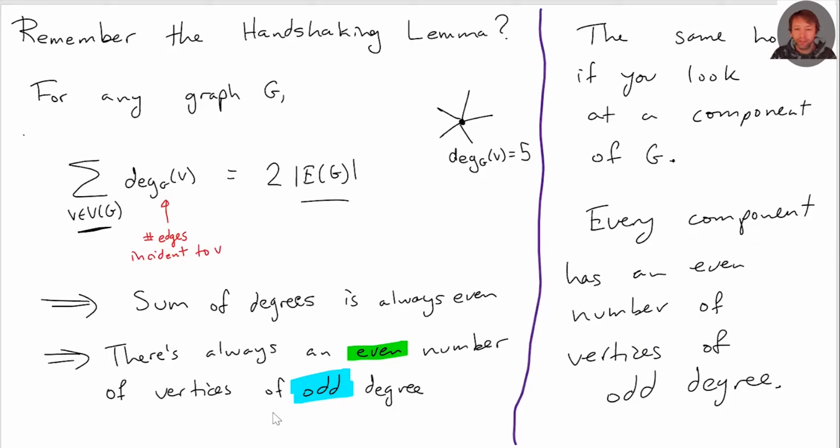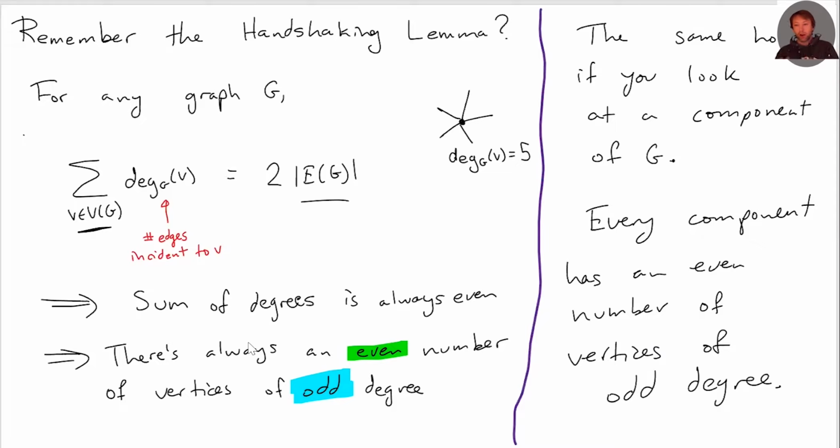Does anyone remember this? Yes, no, kind of. Okay, good. So it's good that I'm reviewing it because this is going to be important today. Basically, if you look at the left-hand side, you add up all the degrees, and that counts every edge twice. If I look at an edge from this vertex to that one, when I added up this vertex's degree, I counted that edge, but then I also counted it when I added up this other vertex's degree. So this sum counts every edge twice, so it must be equal to two times the number of edges.